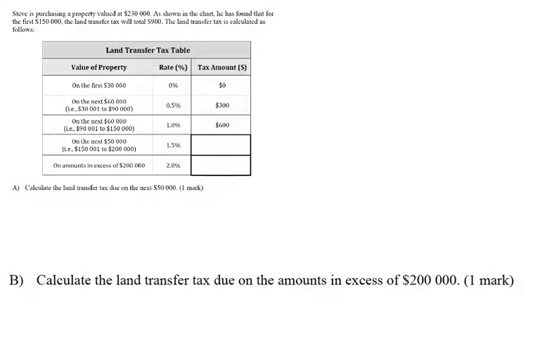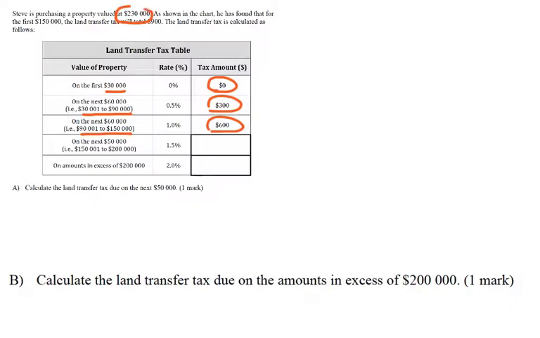Steve is purchasing a property valued at $230,000. As shown in the chart, he has found that for the first $150,000, the land transfer tax will be $900. The land transfer tax is calculated in different tiers, right? So the first $30,000, you pay no tax. For the next $60,000, so from 30 to 90, you're paying 300. From 90 to 150, you're paying 600. So let's see, the next tier that we have is from 150 to 200.